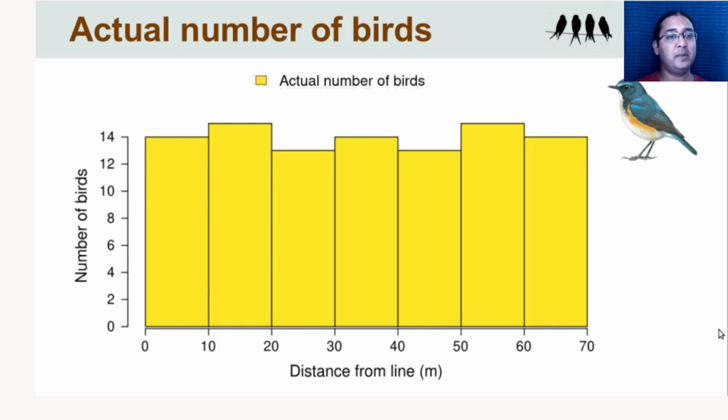So let's say there are 14 birds between 0 and 10 meters. There are about 15 birds between 10 and 20 meters. There are 13 birds between 20 and 30 meters from the line. There are again 14 birds between 30 and 40 meters from the line. But it's a relatively uniform distribution, which is that the number of birds at any distance from the line is actually roughly equal. So the actual number of birds in the habitat with a distance from the line, perpendicular distance from the line, is roughly equal regardless of how far from the line that you go.